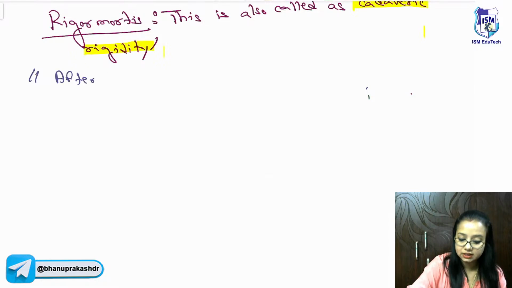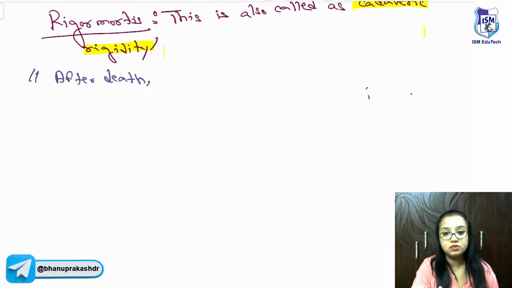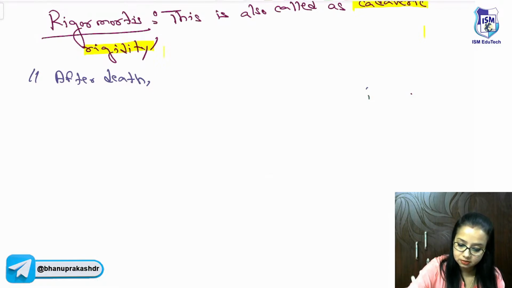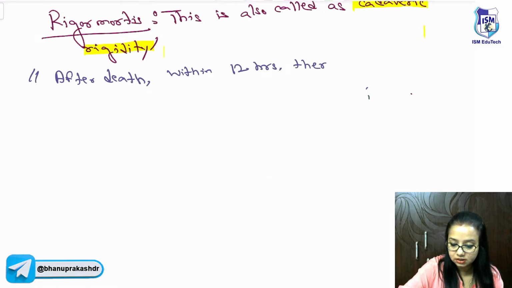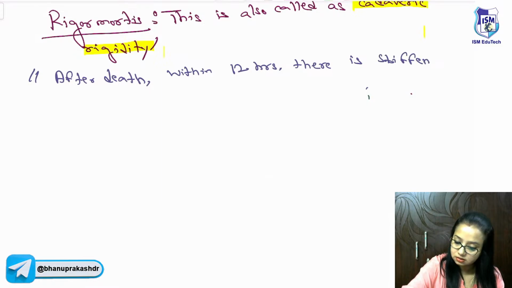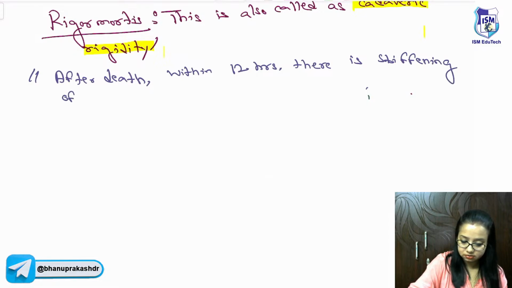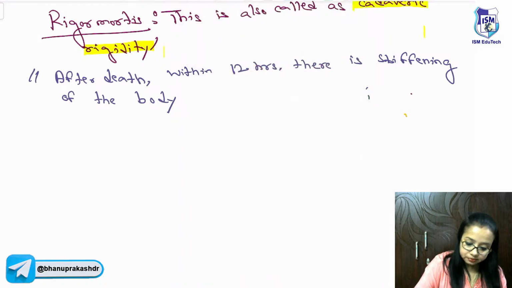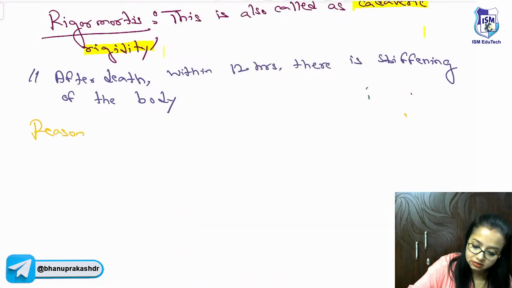After death, whenever a person dies, what do we see? We see the body of that person becomes hard, becomes stiff, right? So after death, within 12 hours, there is stiffening of the body. So why does the stiffening happen? What is the reason behind it?